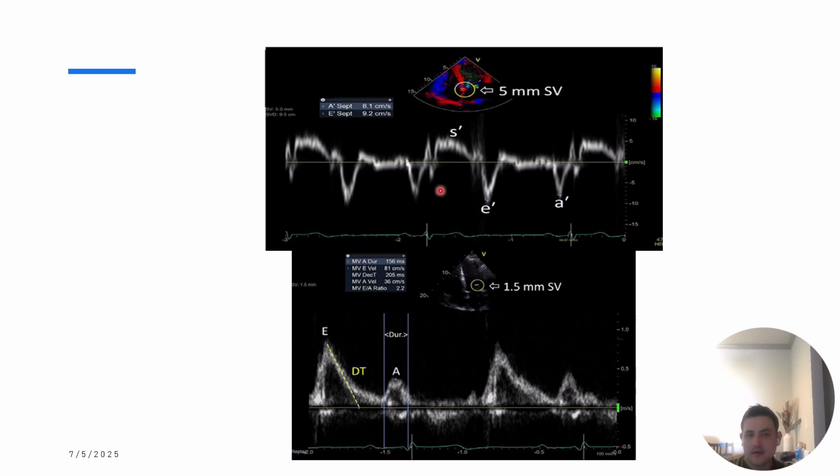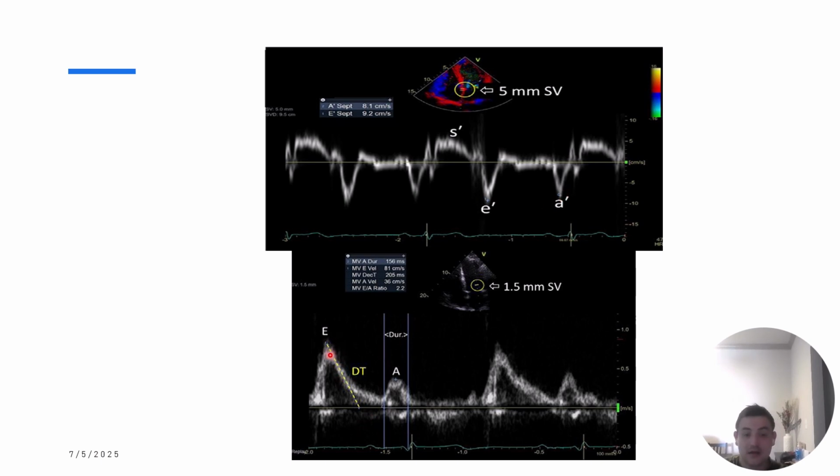So here you can see E prime. E is a rapid filling, and it's going to be equal to E prime. Why? Because the LA is contracting and the LV is receiving the blood. So the muscle is smart enough to receive that blood when you have a rapid filling. And the same thing with A prime.